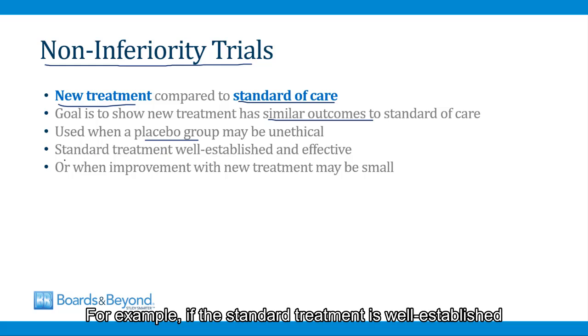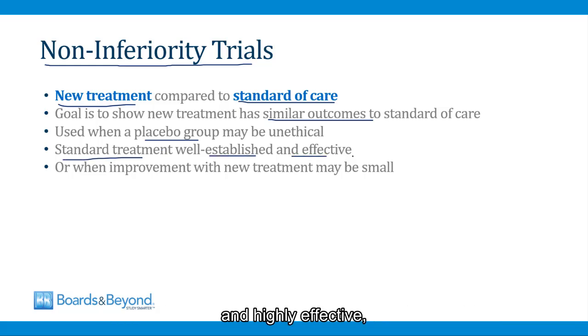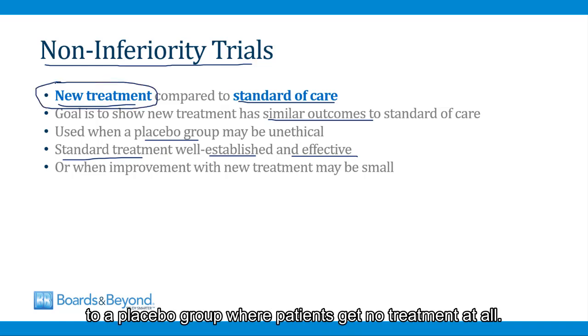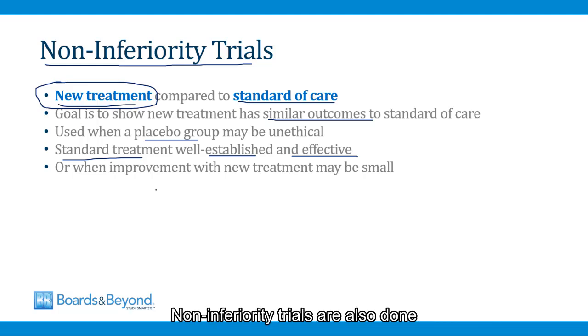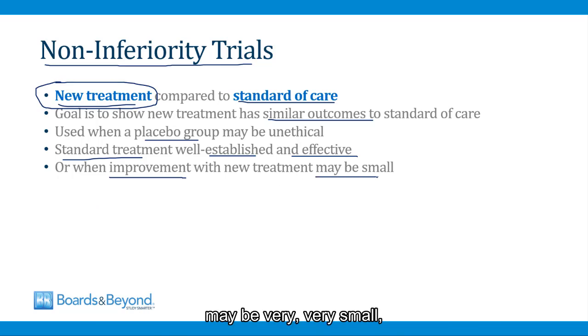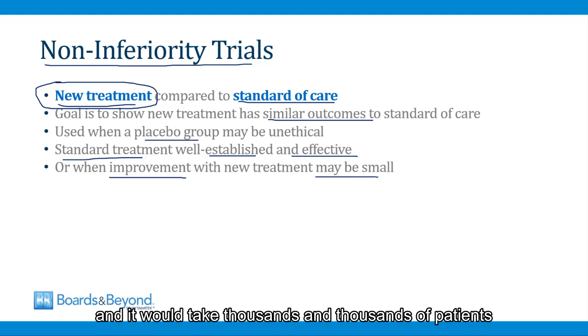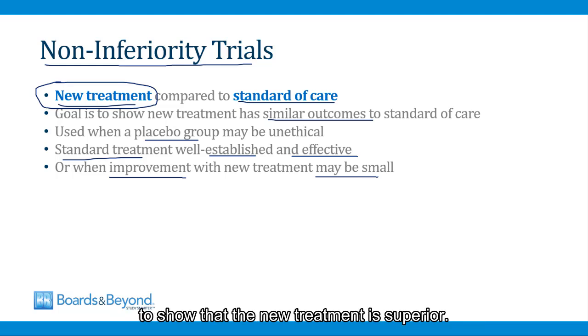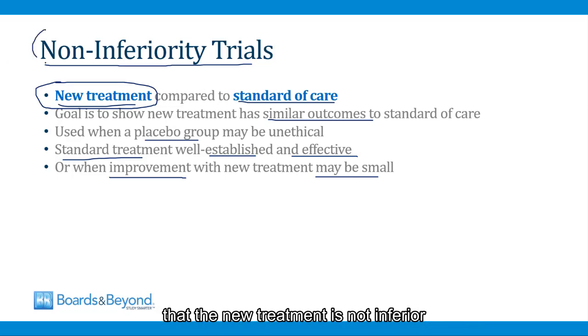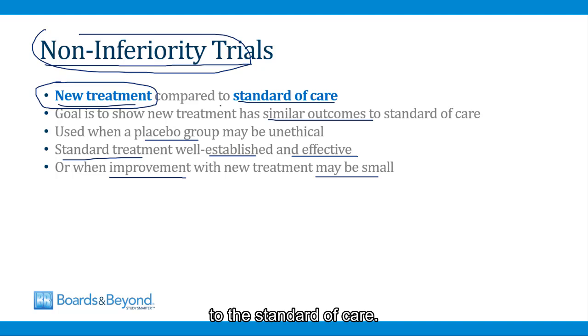For example, if the standard treatment is well established and highly effective, it's not ethical to compare the new treatment to a placebo group where patients get no treatment at all. Non-inferiority trials are also done when the improvement with a new therapy may be very, very small, and it would take thousands and thousands of patients to show that the new treatment is superior. Instead, researchers will set out simply to show that the new treatment is not inferior to the standard of care.